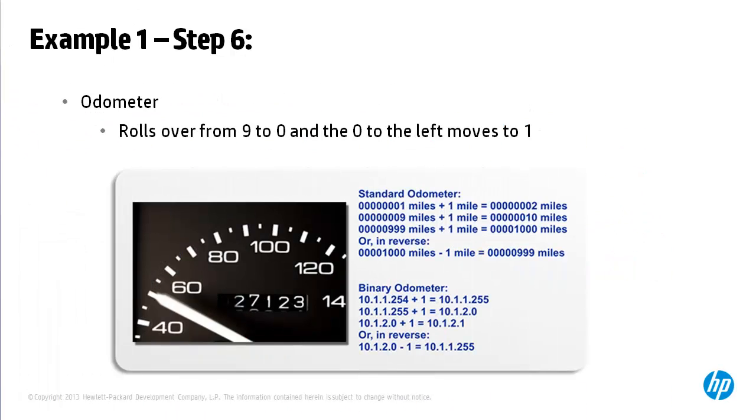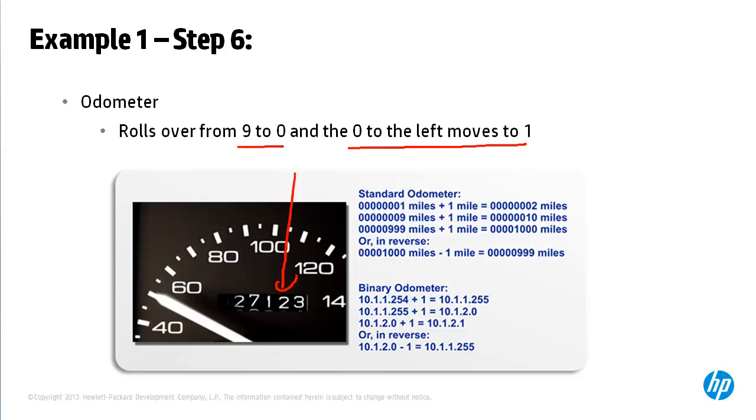Now, to help you with the next step, here's an analogy from the real world. When driving, you've probably seen an odometer many times in the past. It will roll over from 1 to 2 to 3, all the way up to 9, and then it'll roll over from 9 to 0, and the 0 to the left will then move to 1. So just think about what happens in your car as you're driving.